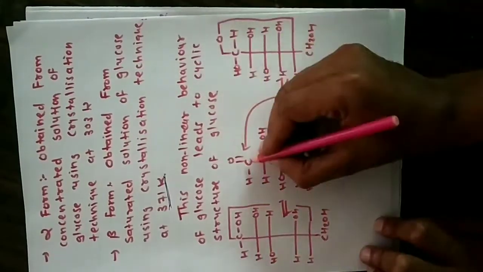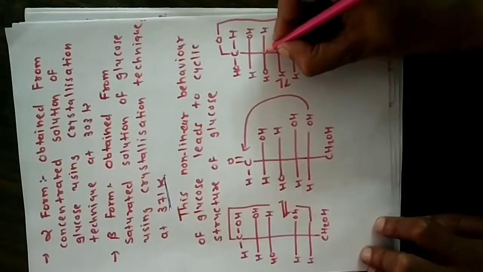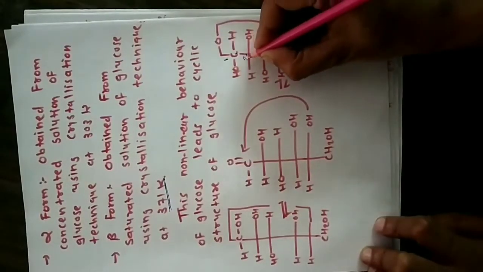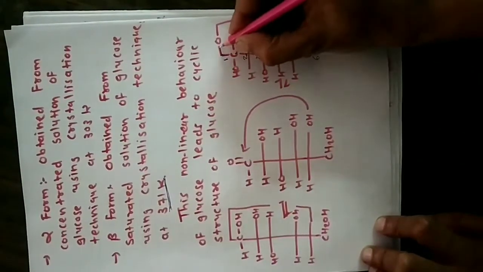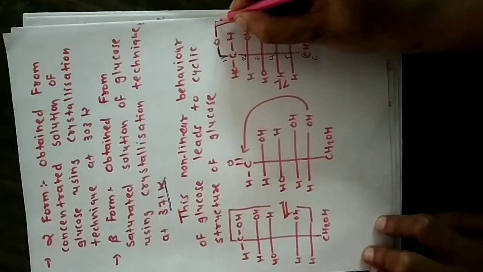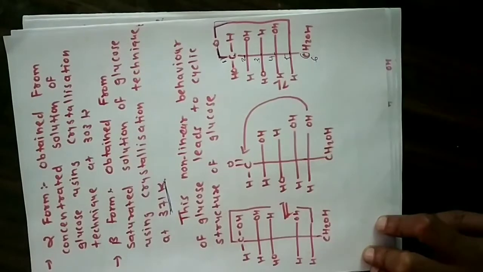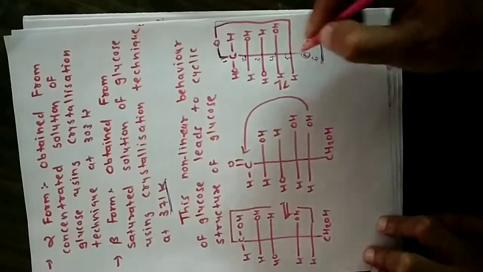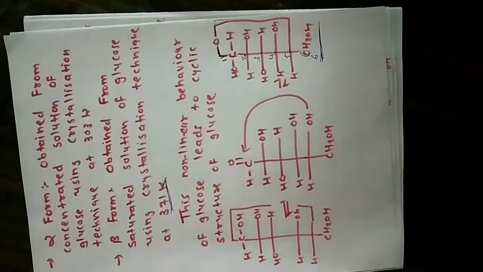You can see in this structure we have a total of 6 carbons: 1, 2, 3, 4, 5, and this is the 6th. There is an ether linkage, O and R, between carbon number 1 and carbon number 5. This forms a cyclic structure. And here in this structure you can say OH is on the left hand side, hydrogen is on the right hand side.